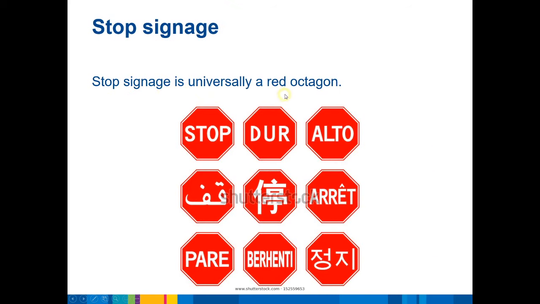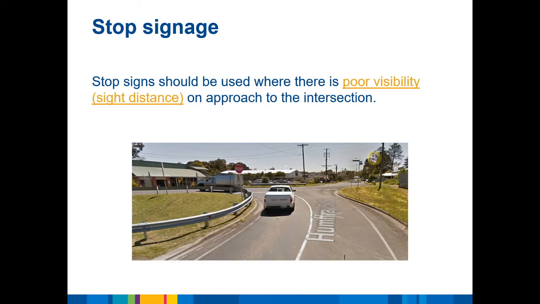Stop signage is universally a red octagon. Again, it doesn't really matter what part of the world you're in, it's always a red octagon, which is nice. It's quite a good thing that we have at least those two universal things. Not everything in traffic management is universal, but at least those parts are the same everywhere you go.